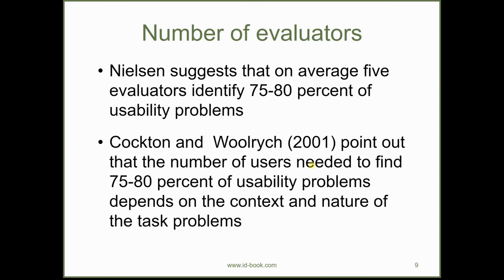Heuristic evaluation is done by a group of evaluators, by trained experts. Nielsen suggested that on average, 5 evaluators should work together. If 5 evaluators are involved in assessing the usability of a product, together they will be able to find 75 to 80% of the usability problems. In other words, Nielsen recommended that we involve at least 5 experts in heuristic evaluation.